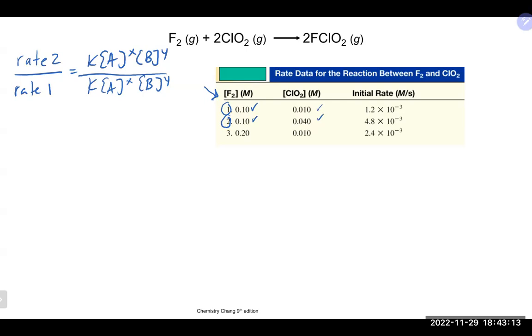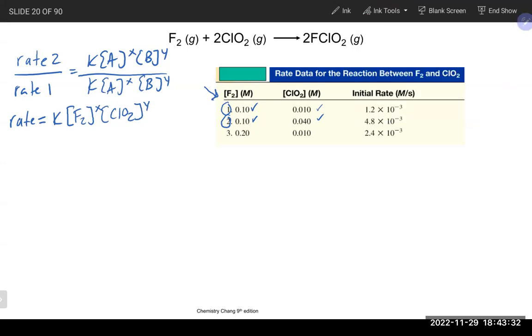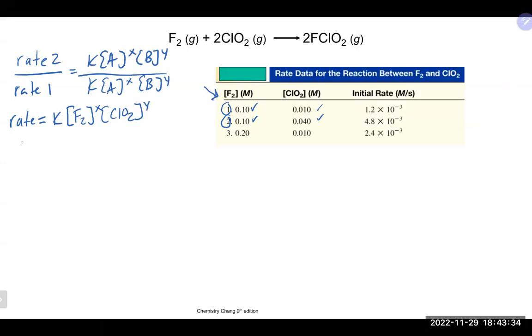If we write the generic rate law for this reaction, the rate would equal K times F2 to the X and ClO2 to the Y. By choosing experiments 1 and 2 here, we could use that formula up on top to figure out the orders.